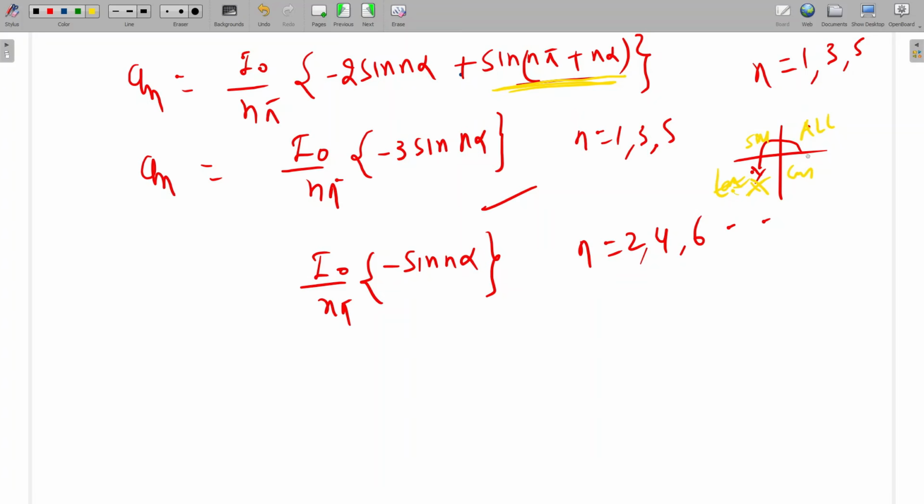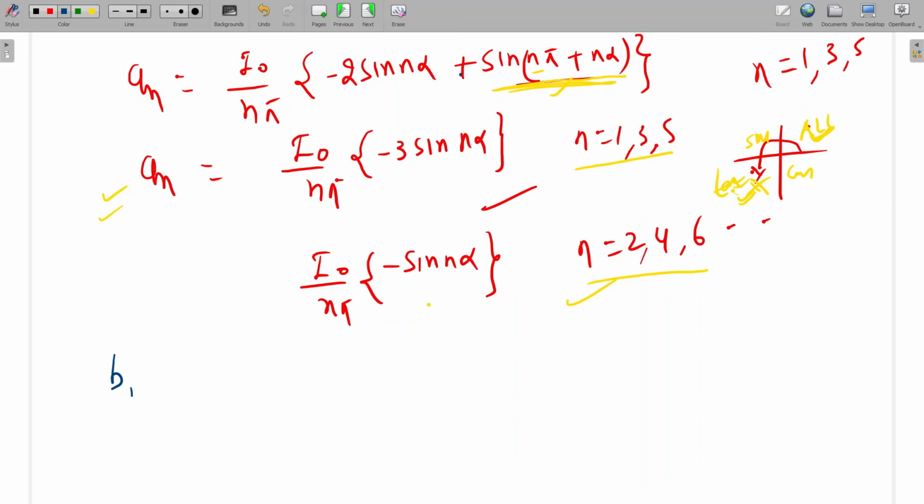For 2, 4 it will come in the first quadrant, and that time it will be positive; otherwise it will be negative. So it will be negative for odd harmonics, this part, and positive for 2, 4, 6. Negative means minus 2 and minus 1. So An will be I naught upon n pi minus 3 sin n alpha for n equal to 1, 3, 5, and I naught upon n pi minus sin n alpha for n equal to 2, 4, 6. Is it clear to all till now? Yes, sir. Okay, so further we can calculate the value of the Bn.